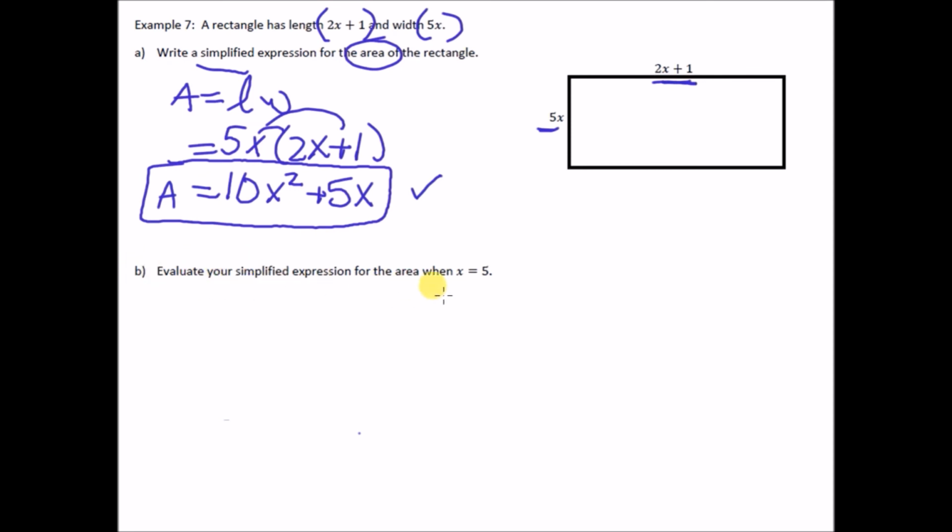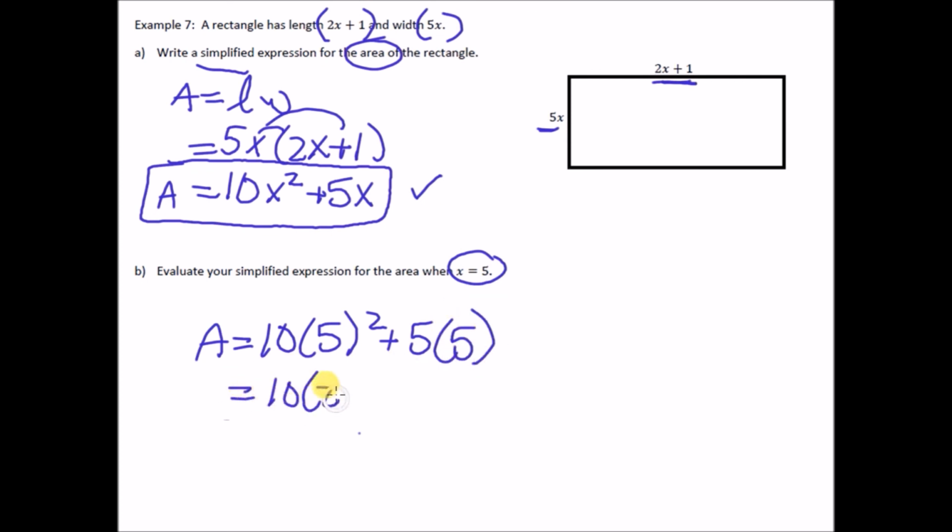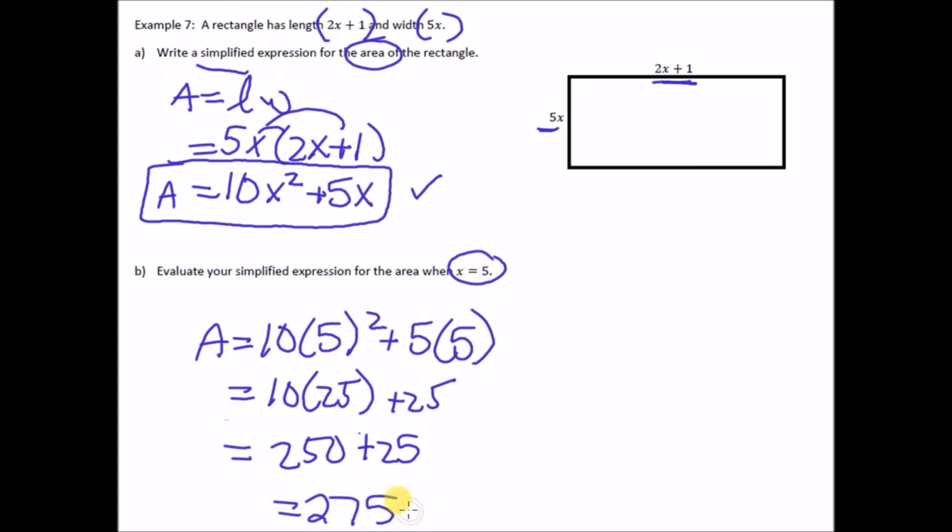Now let's evaluate our expression when x equals 5. So 10 times 5 squared plus 5 times 5. Okay, so 10 times 25, which is 250, plus 25. And this is measured in units, so I get 275 units squared. Okay, so therefore, we can write area equals 275 units squared or squared units.